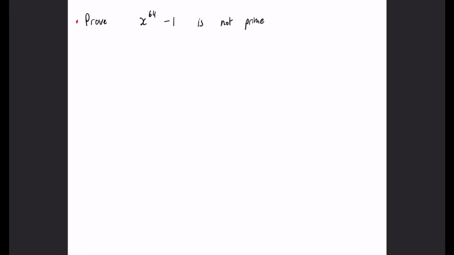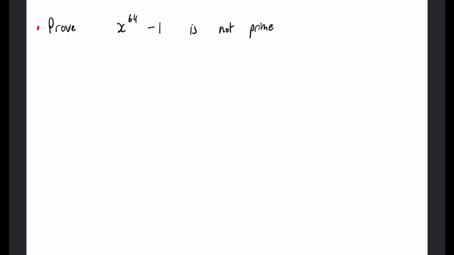Okay, one more question. I came across this the other day, and this is more aimed at the level 8-9 candidates. Prove x to the power of 64 minus 1 is not prime. Now you may go through certain scenarios in your head trying to work out how this would work. Think about, again, similar to the first question, what makes a number prime? If something is prime, the only factors it has are itself and 1. So to disprove this, we need to show that this has factors, or it can be factorized.